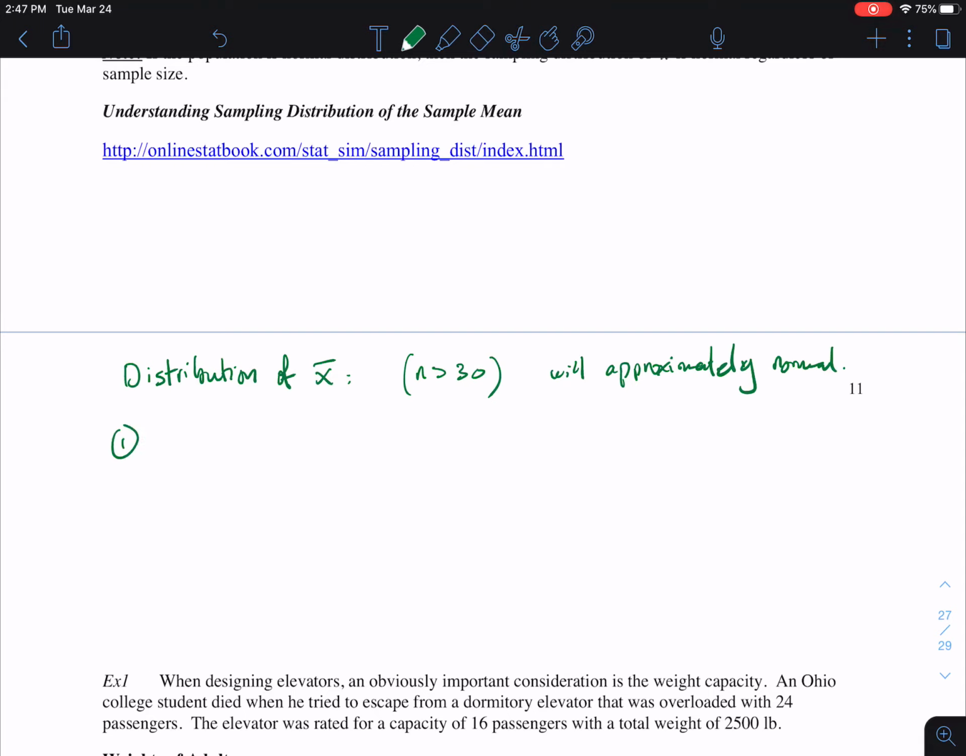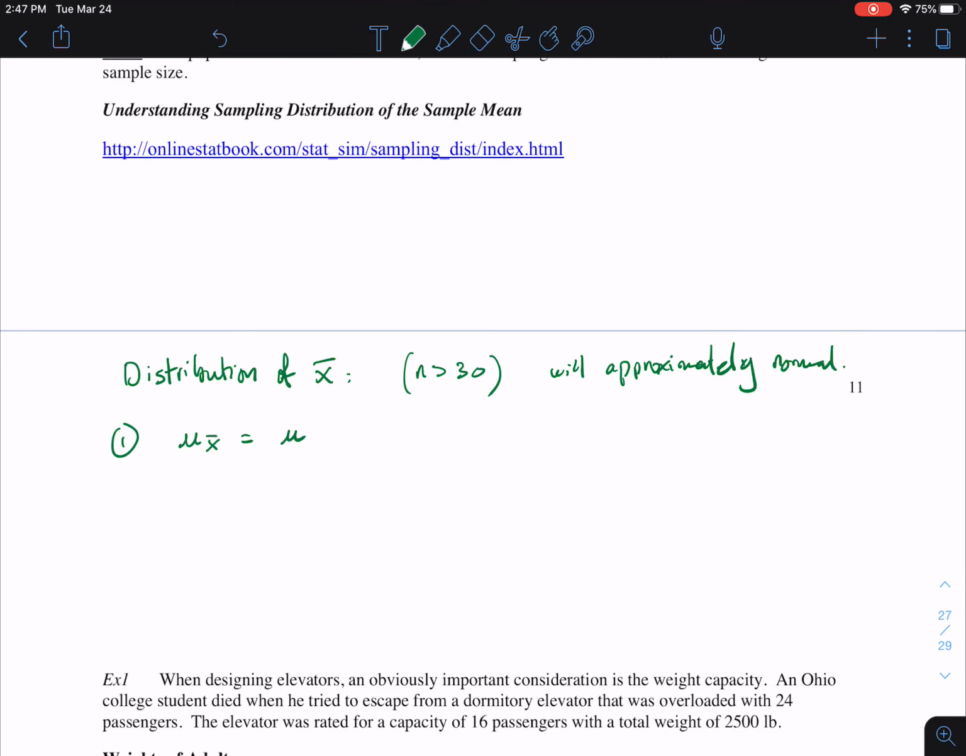The mean of all the sample means, or the mean of the distribution of x bar, is going to equal the population mean. And then sigma x bar, the standard deviation of sample means, is going to be the original population standard deviation divided by the square root of the sample size n. So we're going to look at examples where we use this in a problem.